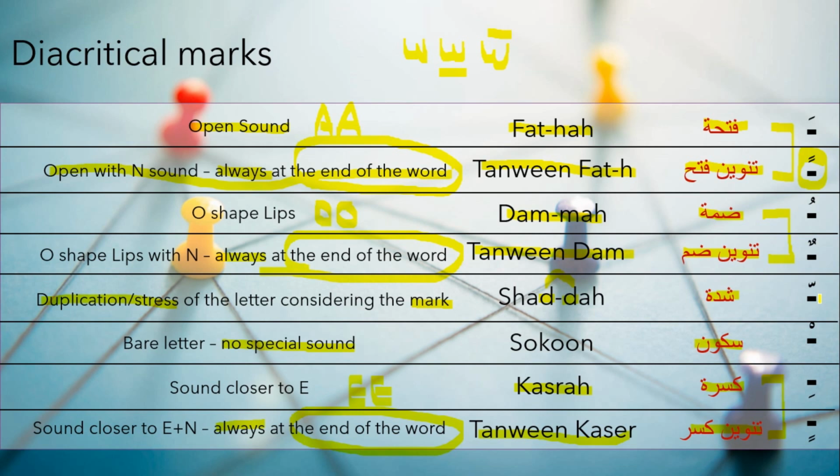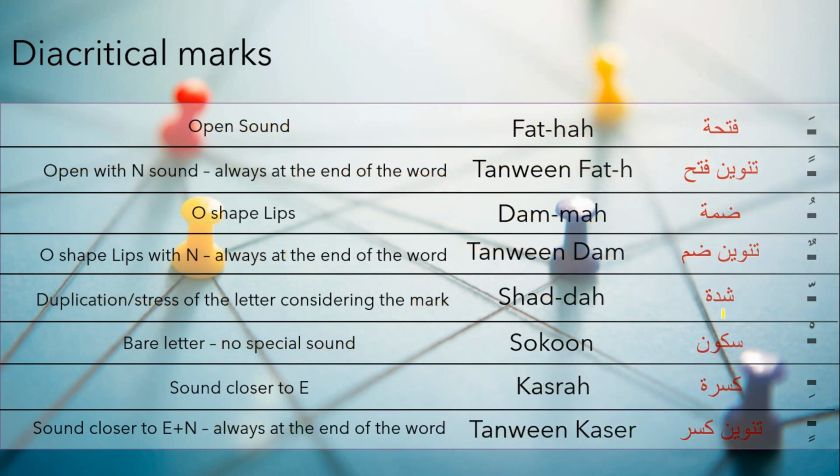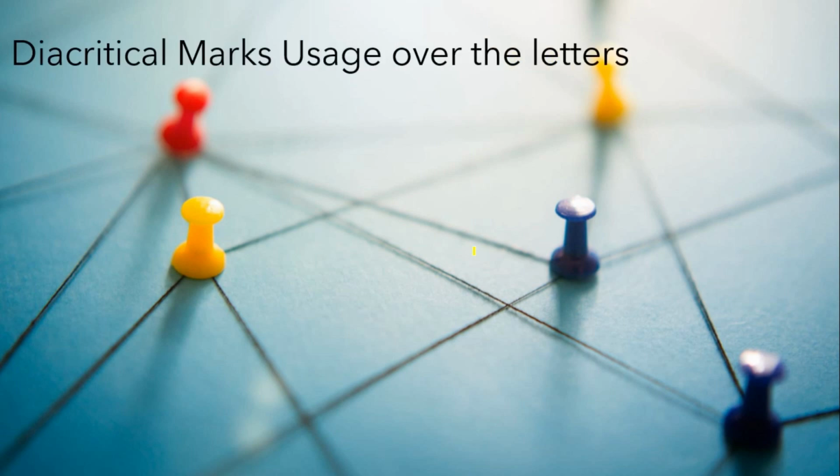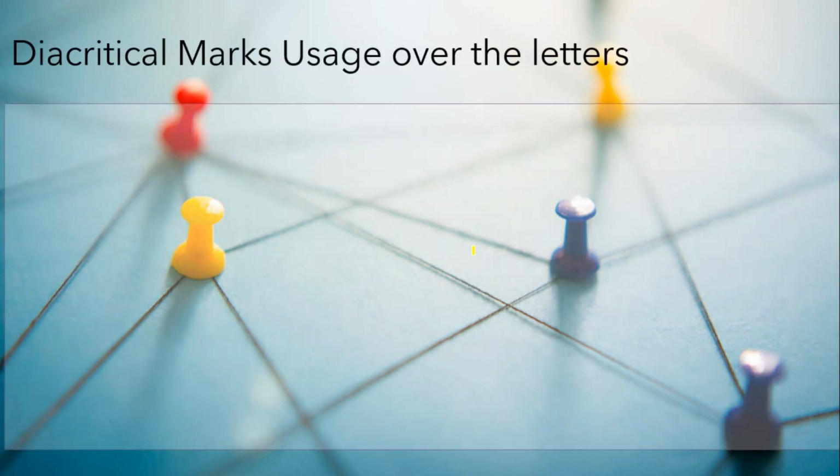Now we're going to practice this even more. We will have this practice over one letter, then we will have it on a name. This will make it much easier to understand, rather than just taking them as they are and trying to explain them. Let's go to the next slide now. We're going to use the diacritical marks on a letter.